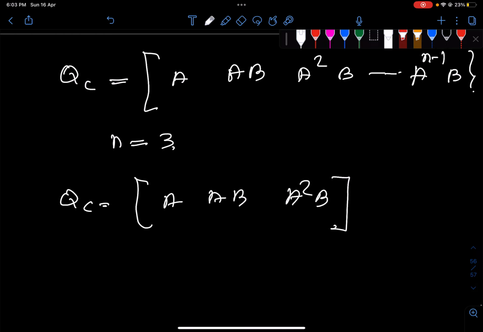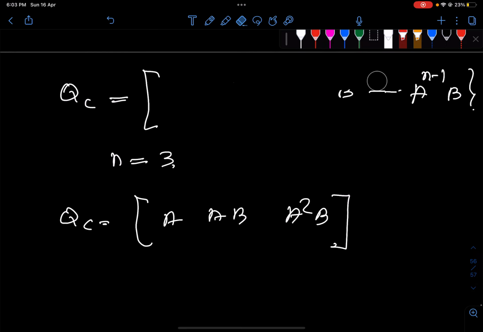Sorry guys, I have changed a bit. Sorry, it's not like that. It starts from B. Okay, I have made it. So it starts from B and AB, A square B, up to A to the n minus 1 B. So B is common everywhere.